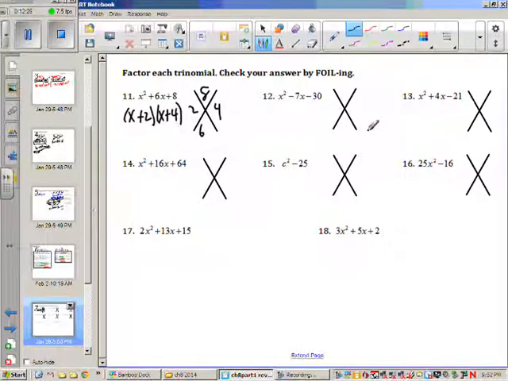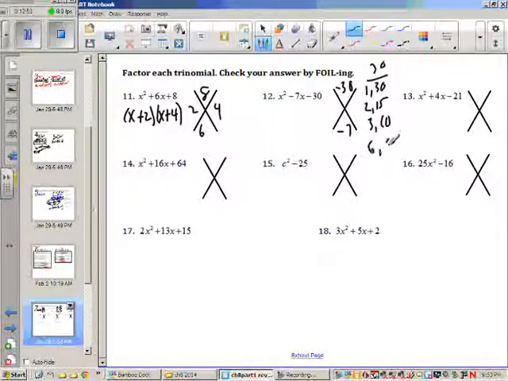Why don't you try number 12, see how it goes. Remember, you have a negative. When you multiply to get a negative, one must be positive, one must be negative of the factors. We want to add up to negative 7. Okay, factors of 30, you've got 1 and 30, 2 and 15, 3 and 10, 4, 5, 6, and 5, and that's it.